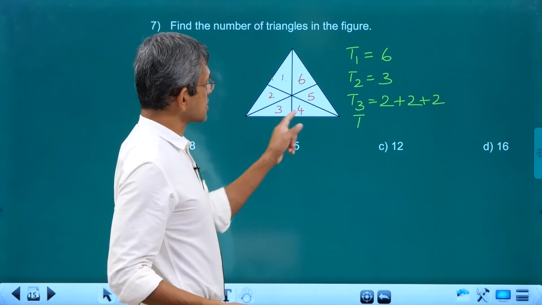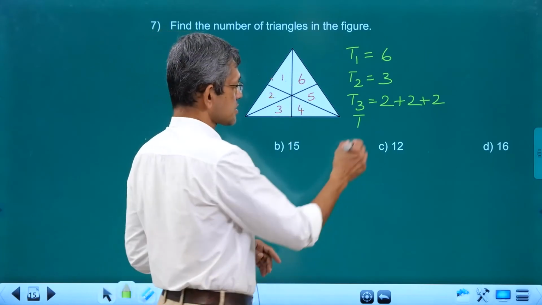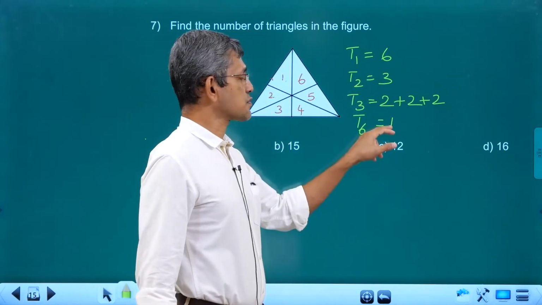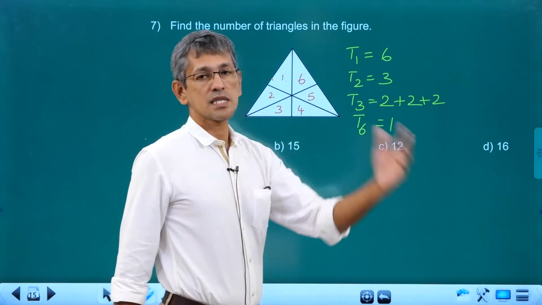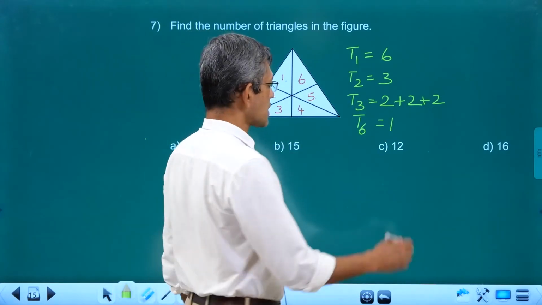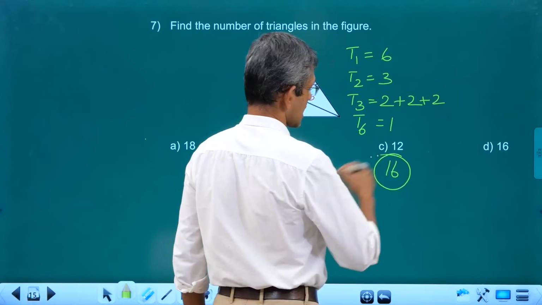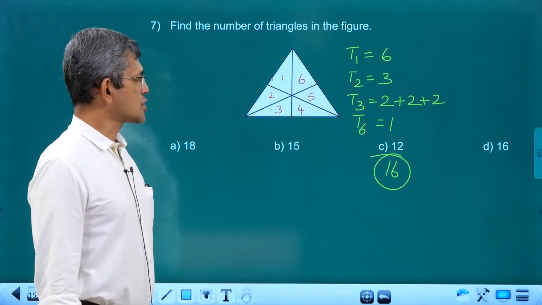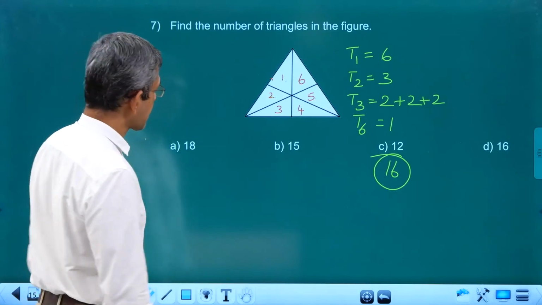All the 6 pieces together, that's a large triangle. So 6 pieces together, we have 1. So ultimately, 6 plus 3, 9, 9 plus 1, 10, 10 plus 6, 16. So the total we have is 16 triangles. So that's the answer. Do we have any shortcut method for here?